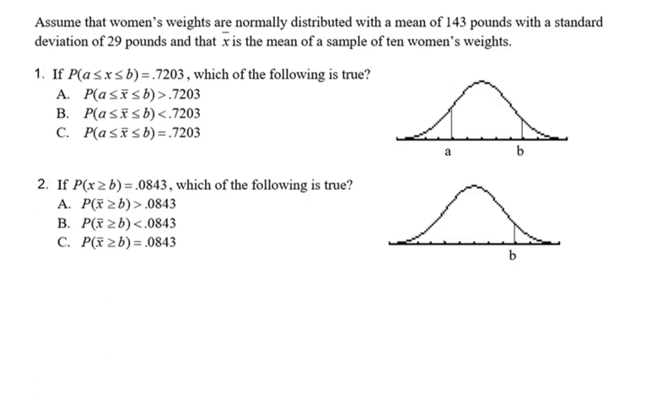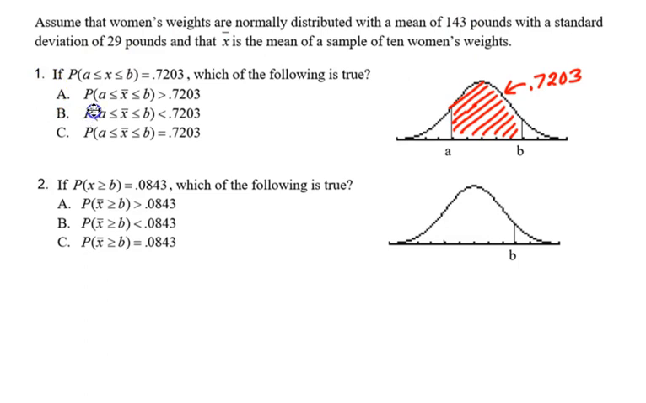Question 1 says, if the probability that X is between A and B equals 0.7203, which of the following is true? So we're just saying this is a distribution of individual women's weights. X represents the weight of one woman. So we're saying that the probability, or the area under this curve, is 0.7203. 72% of the women weigh between A and B pounds, in other words, according to this model. So which of the following is true?